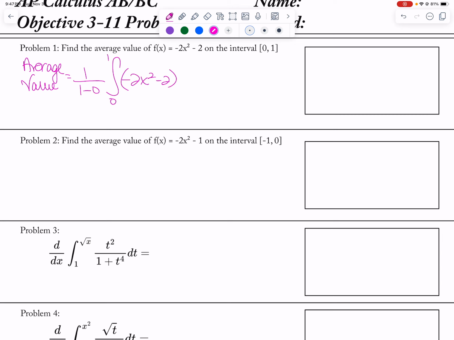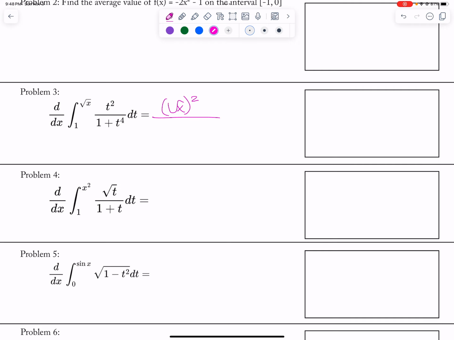Derivative of the antiderivative, so this would have been root x squared, and then 1 plus root x to the 4th power, and then times 1/2 x to the negative 1/2. Sorry, it's getting late. All right, so this is just x on the top, and this is 1 plus x squared on the bottom, and then this is 1 over 2 root x.